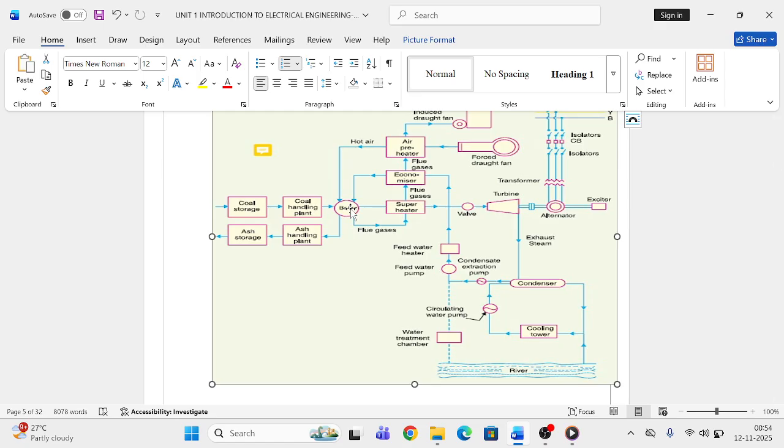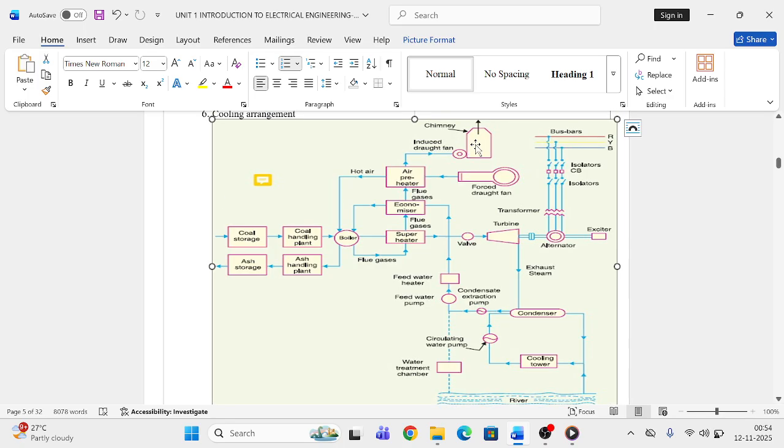During combustion process, flue gases are produced in the boiler. These hot flue gases exhaust through the induced draft fan. Induced draft fan is nothing but the mechanical device used in the thermal power plant to draw the flue gases out of the boiler and discharge them into the atmosphere through chimney. Here one forced draft fan is there. The purpose of this forced draft fan is to supply the fresh air to the boiler through the air preheater. This preheats the air.